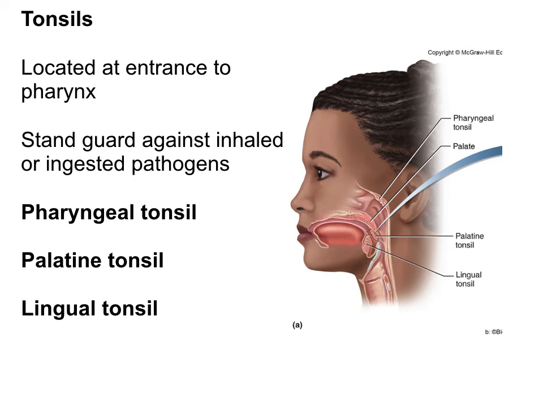Now, your tonsils are our next lymphatic organs. Your tonsils are located at the entrance to your pharynx, and the pharynx is your throat, right? So this is a little area called your throat, and they're going to be there to help guard against pathogens that you have ingested and pathogens that you have inhaled.